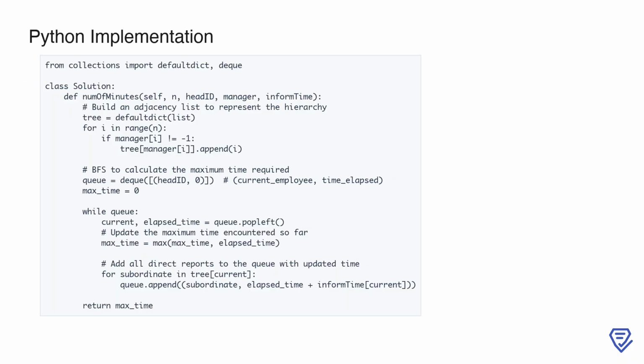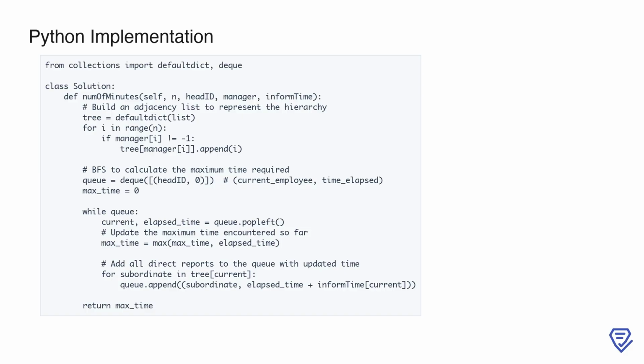This Python implementation solves LeetCode problem number 1376, Time Needed to Inform All Employees, using a breadth-first search (BFS) approach. First, the numOfMinutes function takes 4 inputs: n, the number of employees; headID, the ID of the company head; manager, a list specifying each employee's manager; and informTime, the time each manager takes to inform their subordinates.